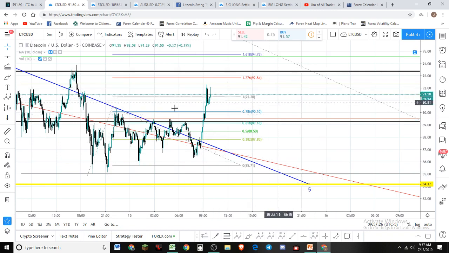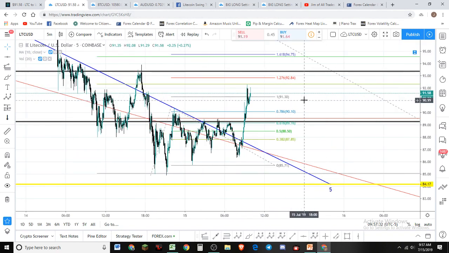Okay, so I'm looking for a little correction both in BTC and LTC, and then I'm looking for a more substantial bounce to the upside. That's what I'm thinking, guys, on both of them.